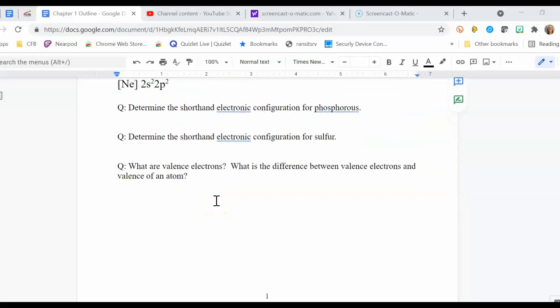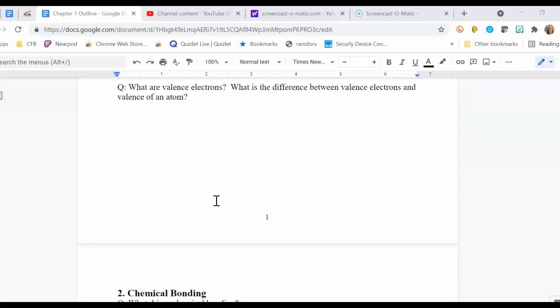What are valence electrons? Let's remind everybody that we can define valence electrons as electrons in the outermost energy level. Those are the ones that we remove first in an ion situation. What is the difference between valence electrons and the total valence of an atom? I think those are pretty much the same thing. The total valence of an atom might sometimes be defined as all of the outermost electrons, not including the very first energy level. I really don't like using that terminology, so we're just going to refer to valence electrons.